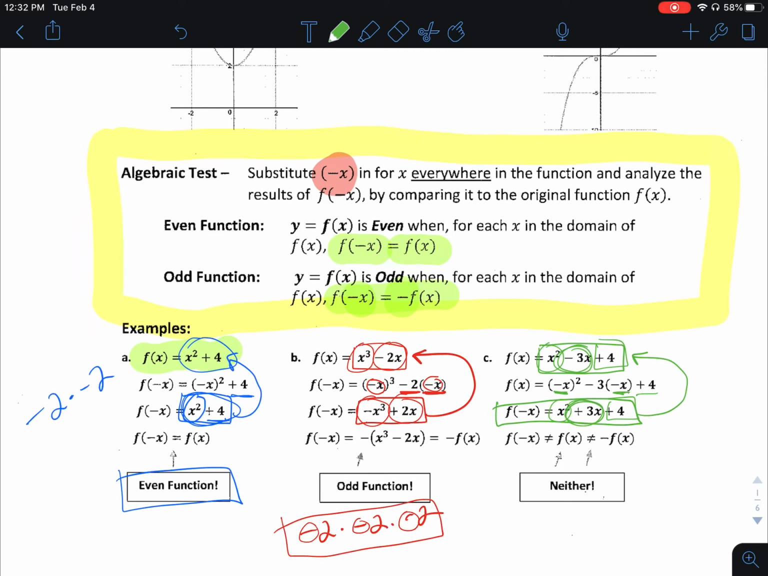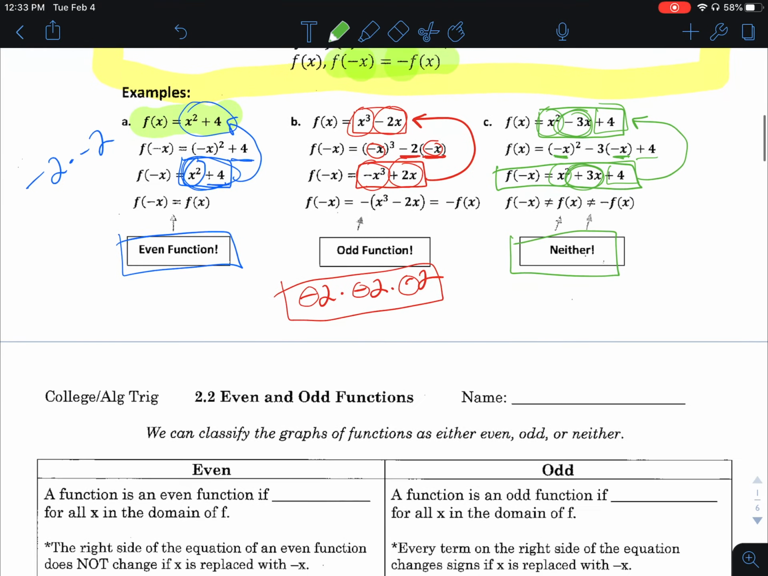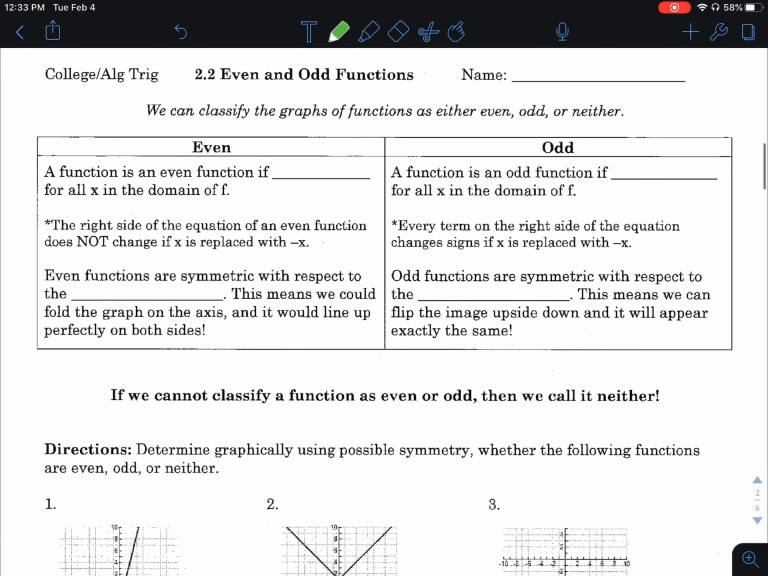So everything didn't stay the same and everything didn't turn opposite. So therefore, this is neither. It can't be either one. All right, so we're going to practice some of this. Flip onto the other page.